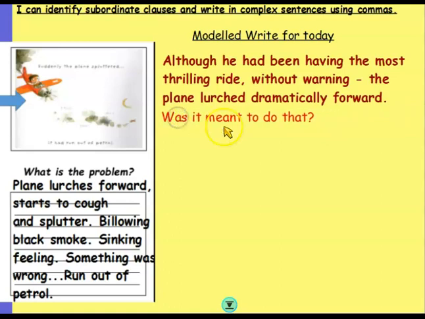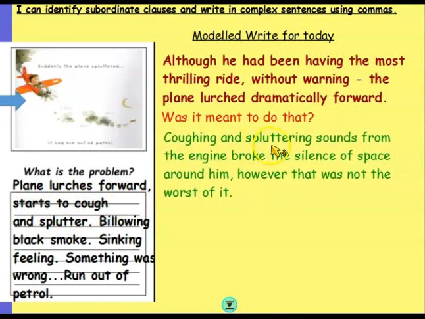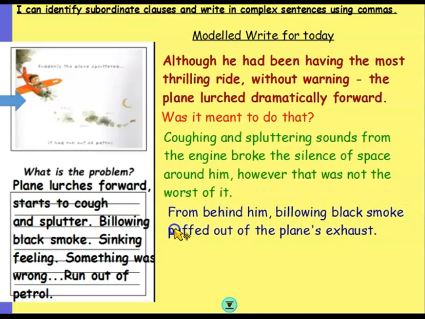Was it meant to do that? And what's next? Okay, in my plan, it says the plane starts to cough and splutter. So I'm going to start my next sentence. Coughing and spluttering sounds from the engine broke the silence of space around him. However, that was not the worst of it. Next, he's going to notice billowing black smoke. Now, I think that would be from behind him, so I'm going to use a prepositional phrase here. From behind him, billowing black smoke puffed out of the plane's exhaust.